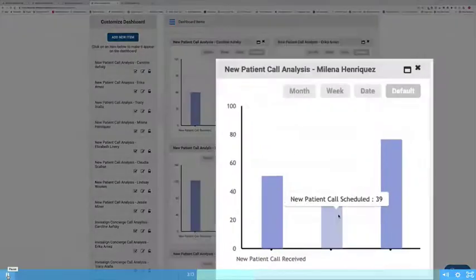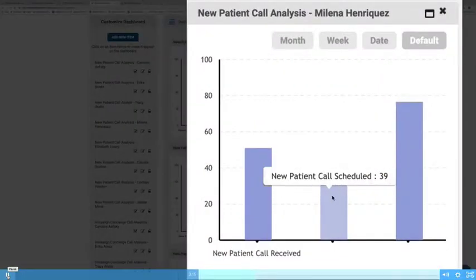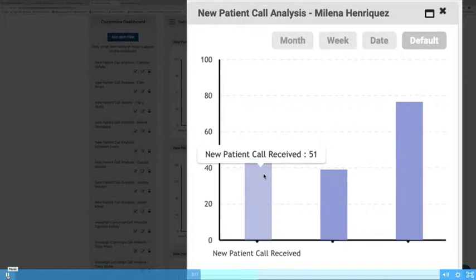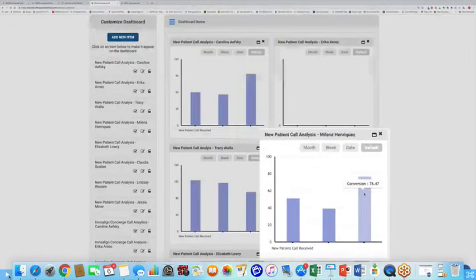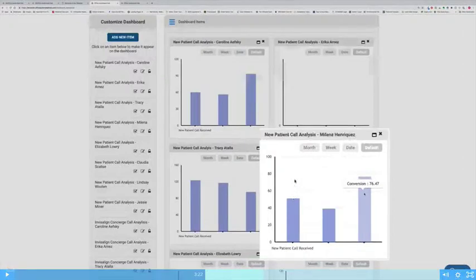Like this one as an example. This particular employee has scheduled 39 patients, and received 51. So you can see this just between 3 receptionists. Between 3 receptionists, they have about 22 new patients they've lost. And 99.9% of practices don't even know this data.